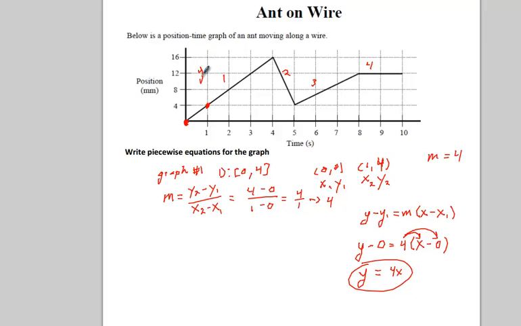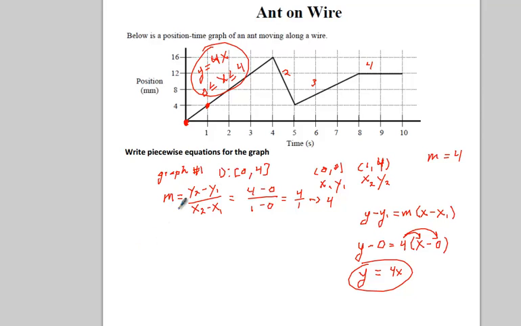So I'm going to put that up here. y equals 4x, from 0 less than or equal to x less than or equal to 4. That's the first equation that I have up here. The second one is a little trickier because I no longer have 0, 0. Let's see if I can fit this second one in here.